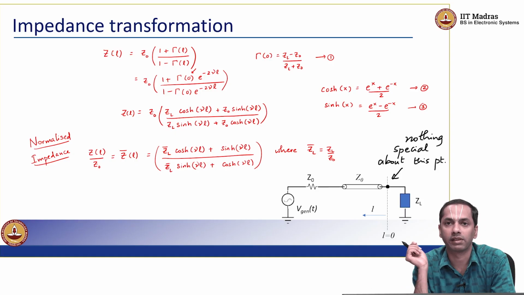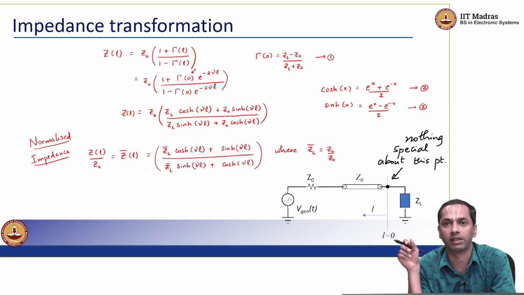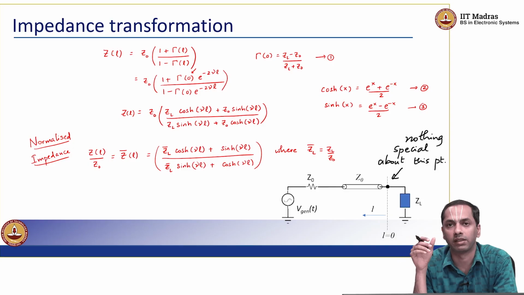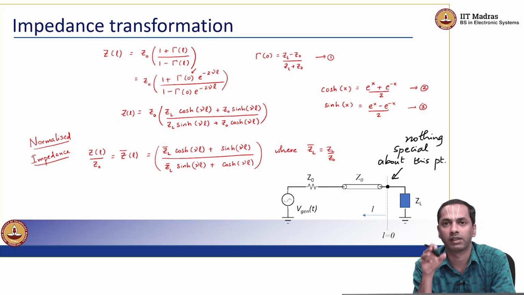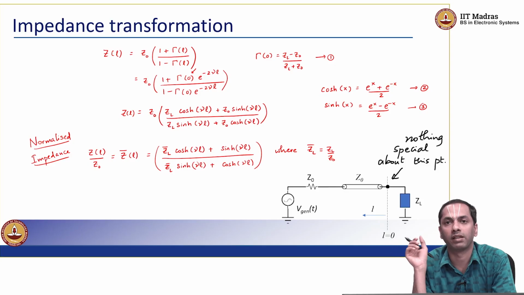So this is just a small remark. When we say that the end of the transmission line where the load is connected is L equal to 0, it is nothing special. It is but a reference. It's like saying that the origin of my XYZ axis starts here. So there's nothing really special about the L equals 0 point. It is but a safe choice of origin so that we can relate the reflection coefficients and the impedances to what we find at the load.